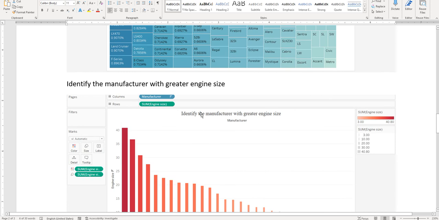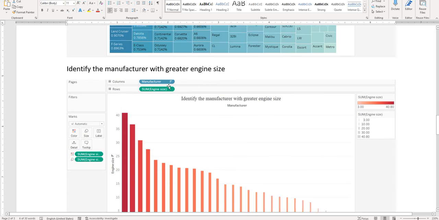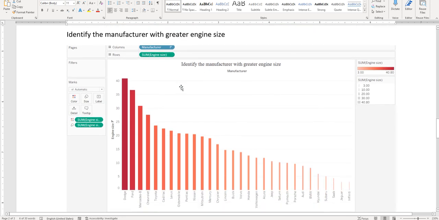Next one is to identify the manufacturer with greater engine size. So if a larger engine size or a smaller engine size is the requirement for the customer to make a purchase of a car, this graph will definitely be helpful. If the customer wants a larger engine, they can go for Dodge, and if the customer wants a smaller engine, they can go for Infinity. It is all up to them based on the size.